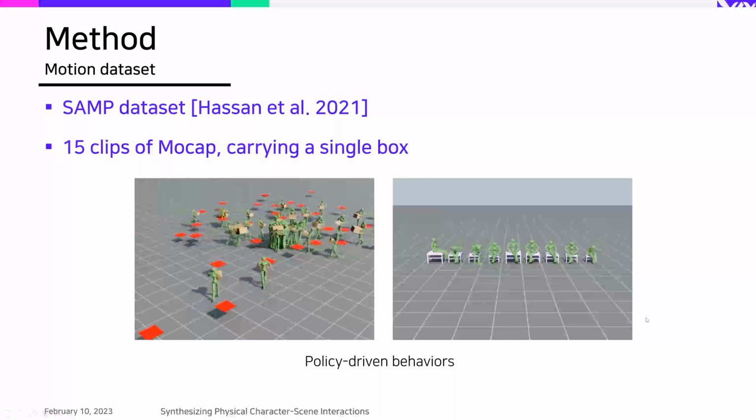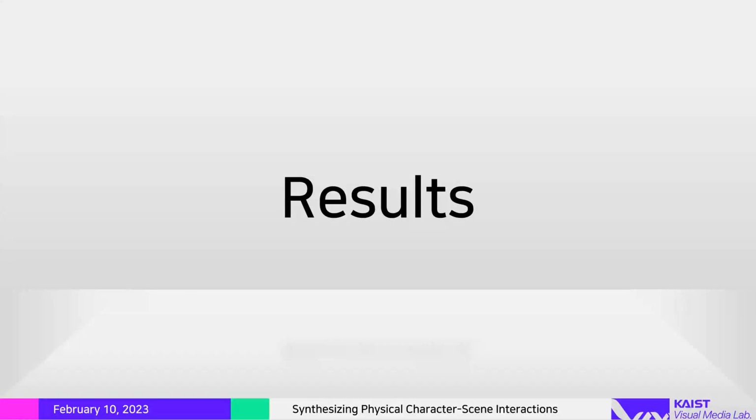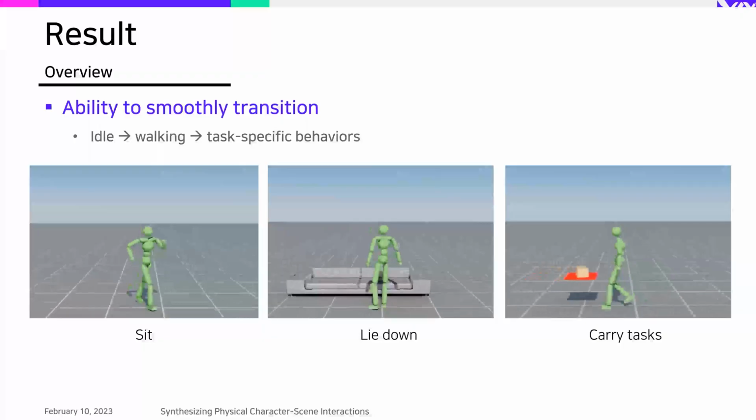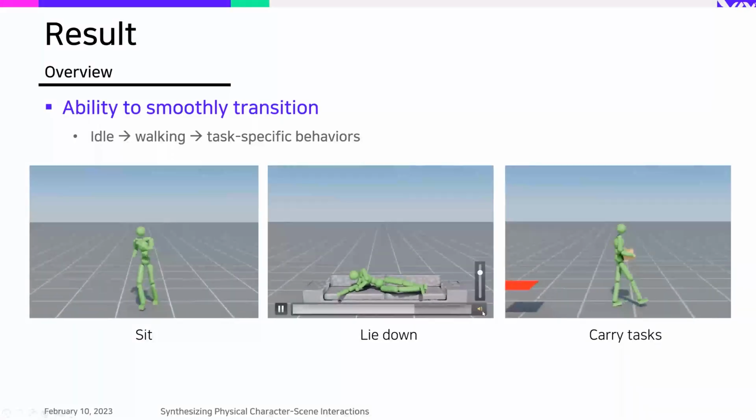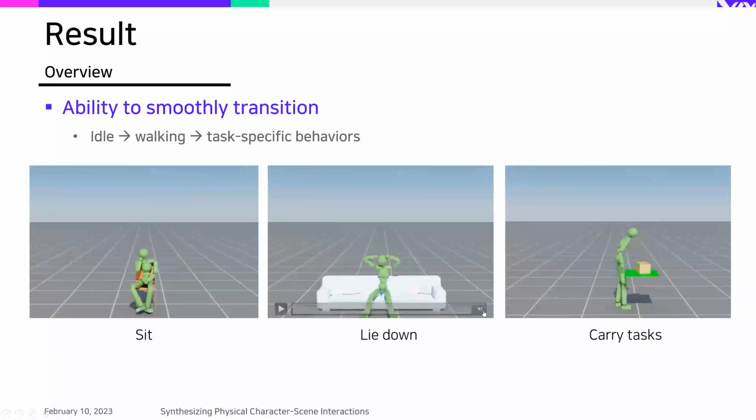Even though they use a limited dataset of objects, they contend that their DRL framework can naturally interact with a variety of objects. And I'll introduce the results of this research. For the results, they show 3 examples of scene and character interaction: sit, lie down, and carrying tasks.